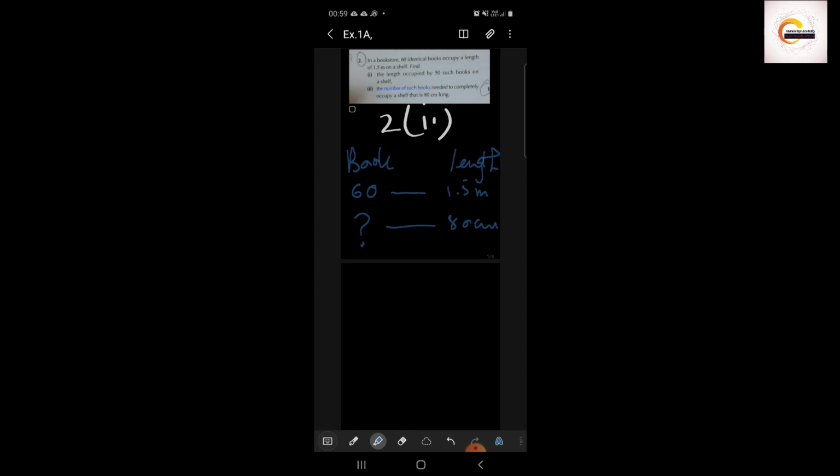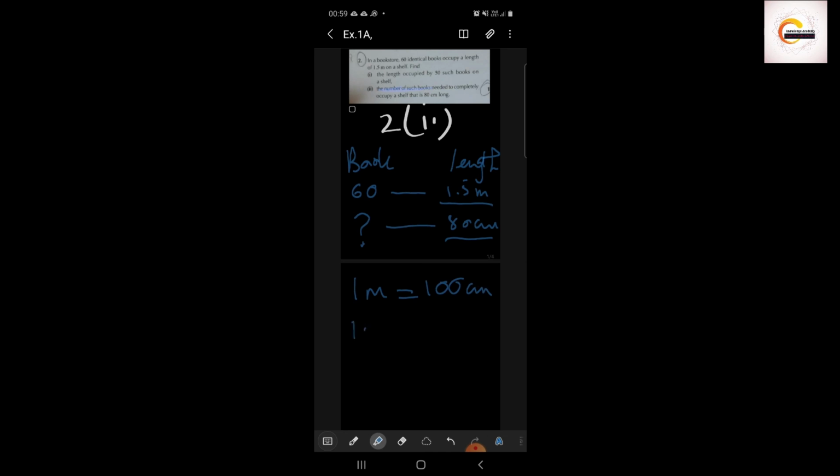Okay, now here we can see the length. Both the lengths that are given to us have different units. So it is very important to either convert 1.5 into centimeter or to convert 80 into meters. So whatever is easy for you. Okay, I am going to convert 1.5 into centimeter. We all know that 1 meter is equals to 100 centimeter. It's easy basically, that's why I'm doing it.